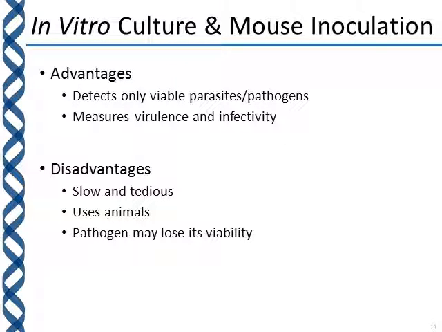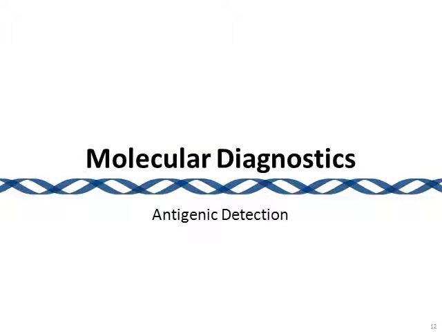The next detection method would be in vitro culturing or mouse inoculation. The advantages are that it detects only viable pathogens. It measures virulence and infectivity. Again, the disadvantages are that it's slow and tedious, and with the mouse inoculation, it uses animals, and with handling, a pathogen may lose its viability. So that leads us to antigenic detection.